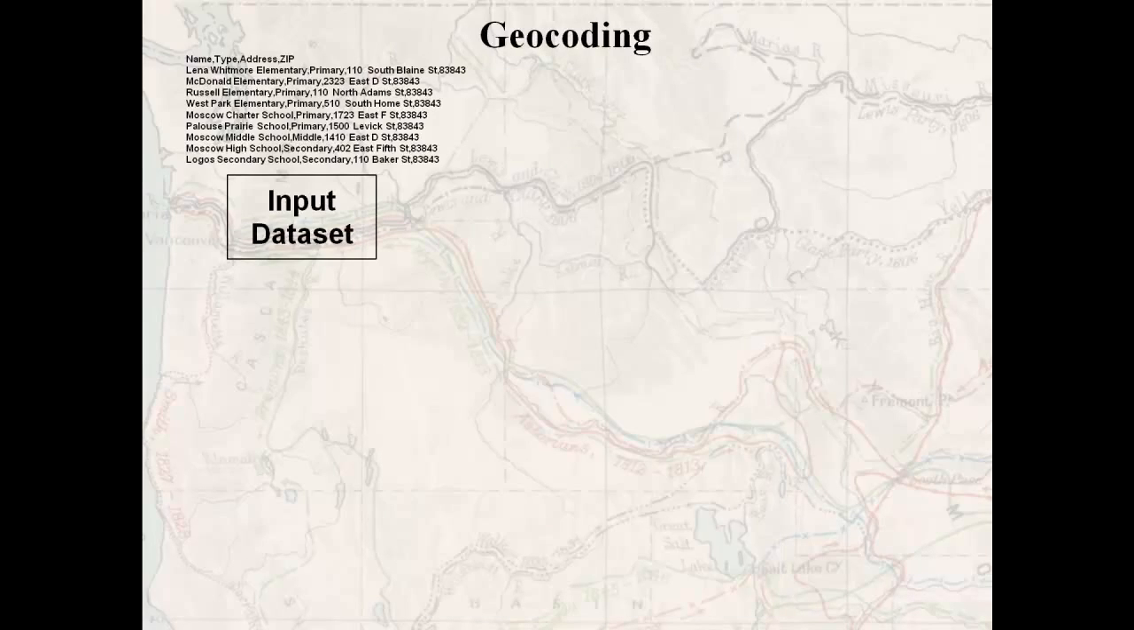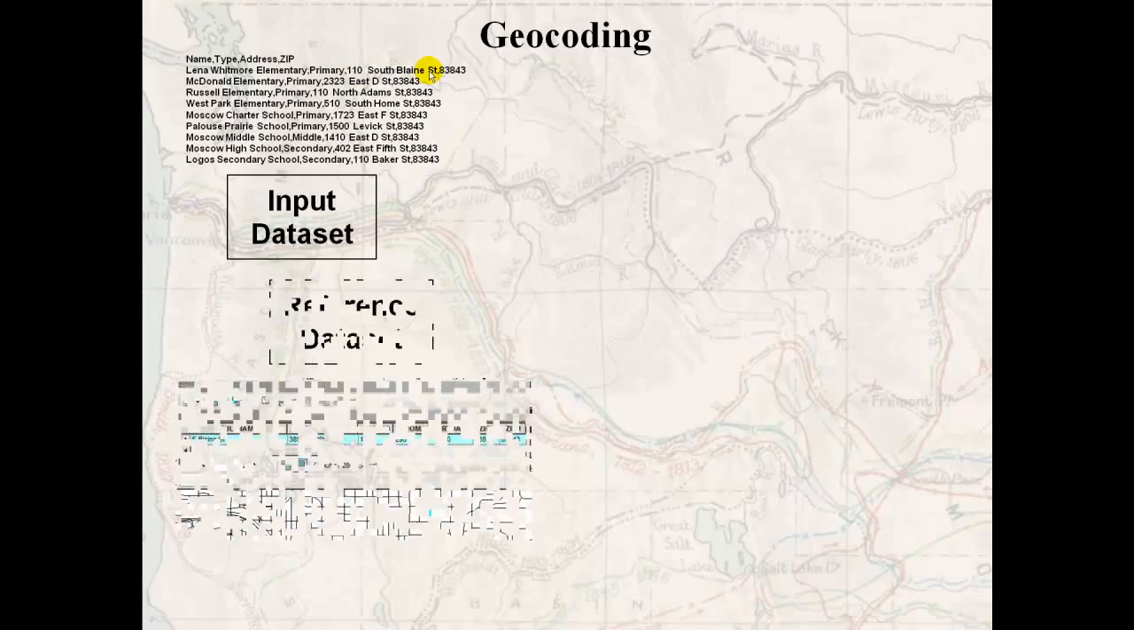Okay, here's an example that I did in class. The input data set were all the schools in Moscow, Idaho, just addresses separated by commas. And you can see that this is the main attribute. It's kind of the full name of the address. And so my locator is going to need to look at that name and find it on the network and try to put a point there.